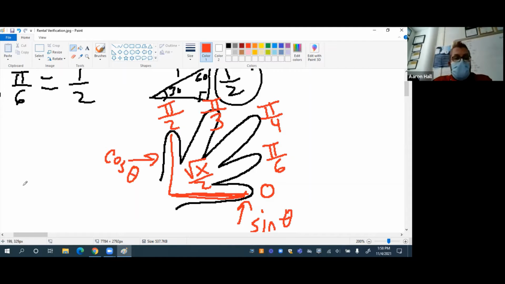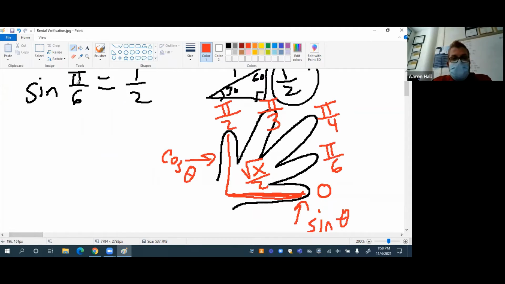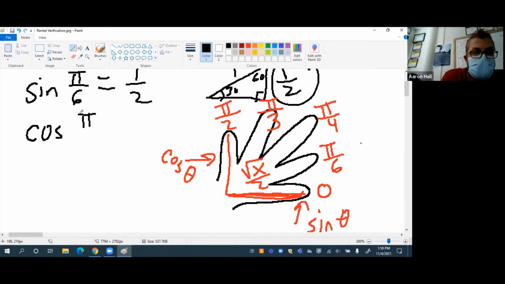So we could recreate the same thing using the hand trick for sine of pi over 6. We put down the pi over 6 finger. How many fingers do we have up from the sine direction? 1. What do we do with that 1? Yeah, that gives us the square root of 1 over 2, which is 1/2. Cool. What if I'm trying to find cosine of pi over 4?